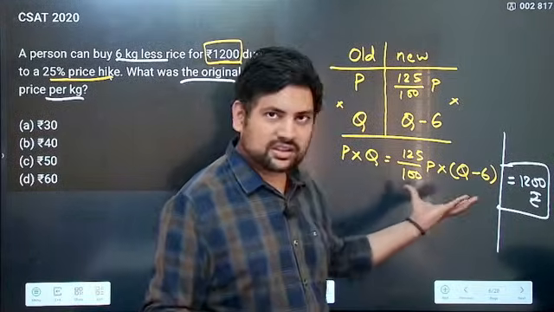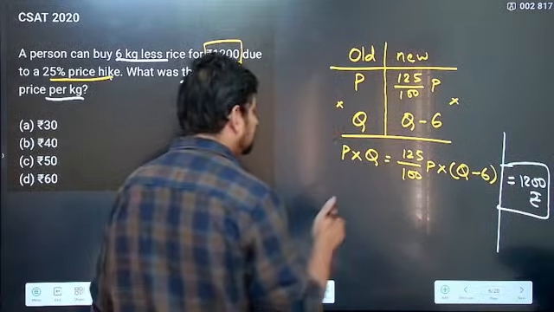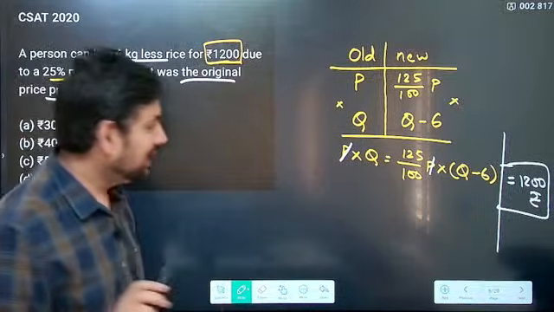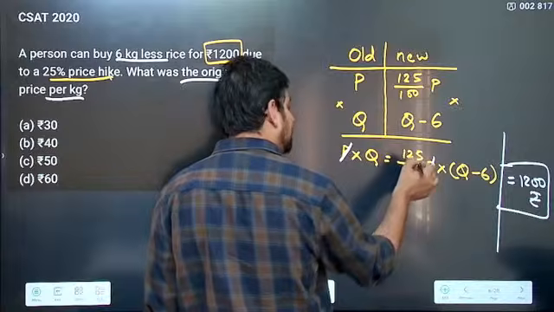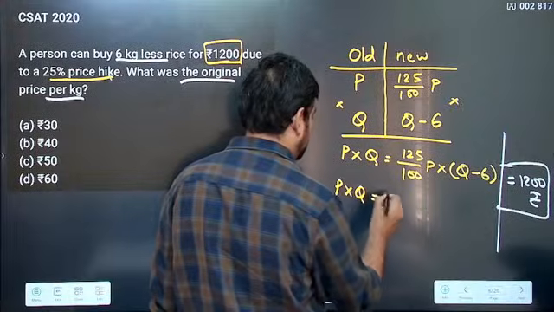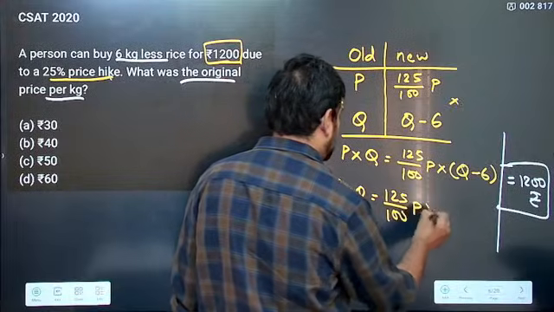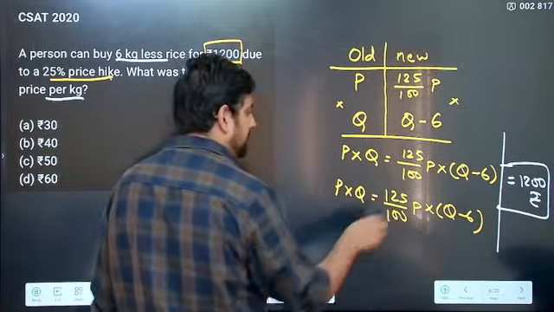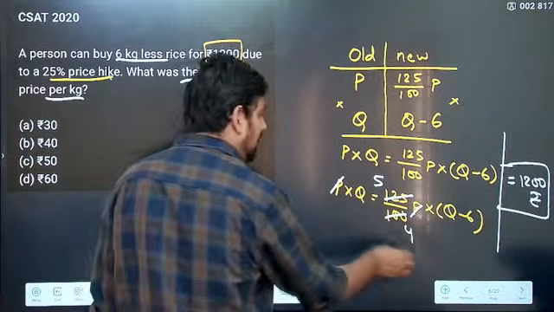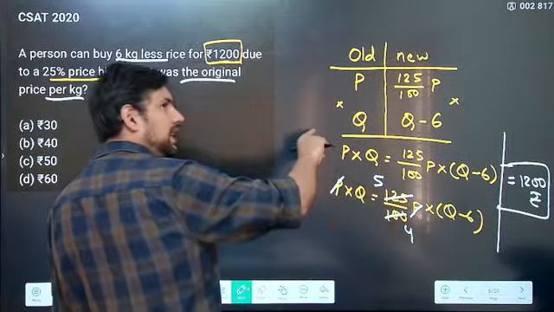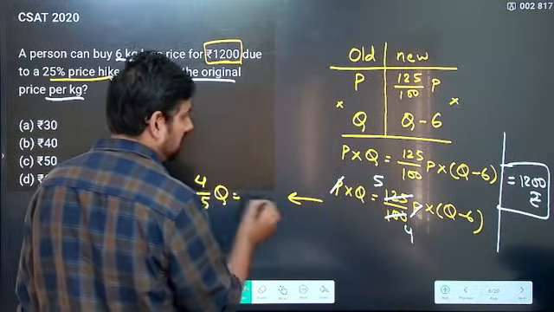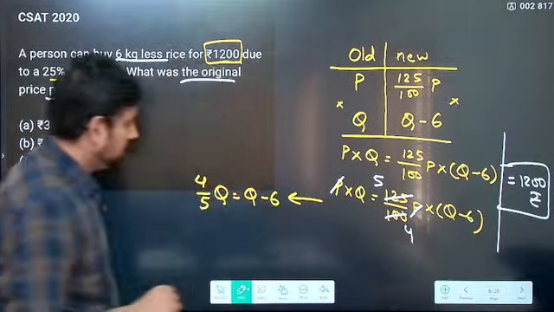Now, right now, let's just solve this P and Q. Now, first thing that I see, I can cancel out P. No problems, correct? Now I can cancel this out as well. Wait, I will write it again and then cancel. P into Q, 125 by 100 P into Q minus 6. Now, I can cancel this out with 25. This goes 5 times, this goes 4 times. P and P cancel out. Then I can send 4, 5 by 4. There it will become 4 by 5. So this becomes 4 by 5 Q is equals to Q minus 6.